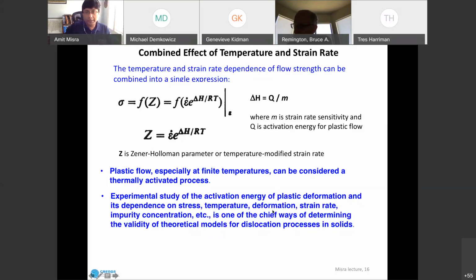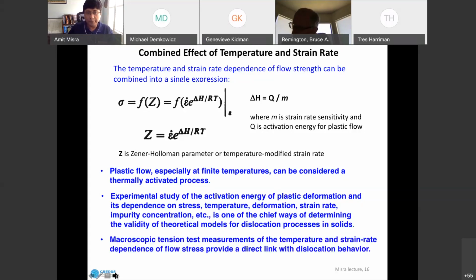the temperature, the deformation, the strain rate, and so on is one of the ways to validate the theoretical models for dislocation processes. So whatever is happening inside the solid at a dislocation level and how it interacts with the crystal structure, the microstructure, determines the macroscopic behavior that's measured. In fact, some of that shows up in an ordinary tension test or compression test, how the temperature change effects on flow strength and the strain rate change effect on flow strength can be directly related to the dislocation mechanisms through the treatment that will be described in this lecture.